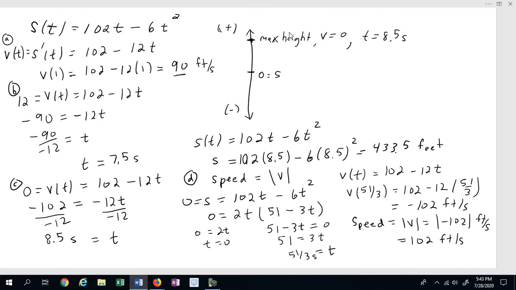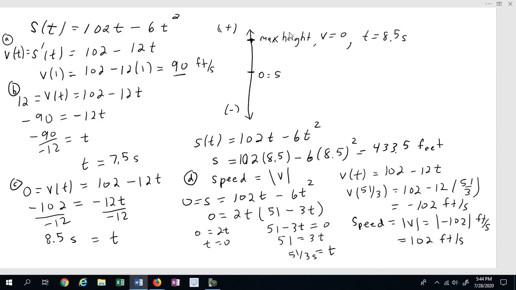Okay, so this problem has 4 different parts, but you can see how each of these parts are connected. In each of these parts, you're either using the position function or the velocity function, or maybe a combination of both to solve each of these problems. So you have to get comfortable with the relationship between the position and velocity function.